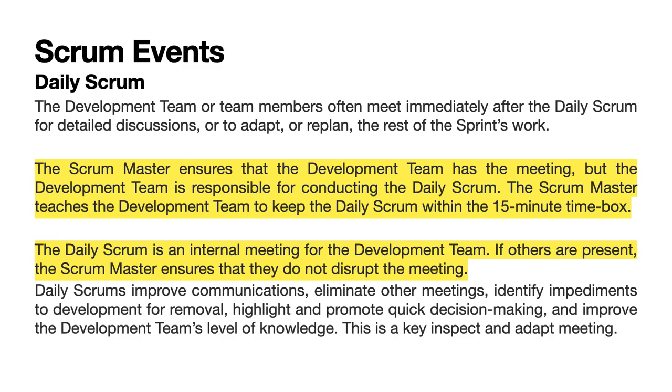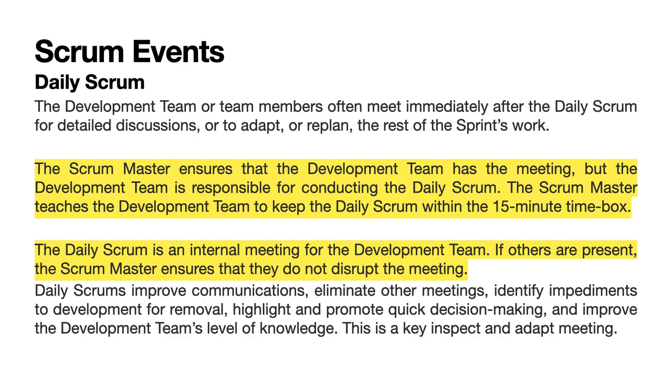The development team or team members often meet immediately after the Daily Scrum for detailed discussions, or to adapt or replan the rest of the sprint's work. The Scrum Master ensures that the development team has the meeting, but the development team is responsible for conducting the Daily Scrum. The Scrum Master teaches the development team to keep the Daily Scrum within the 15-minute time box.